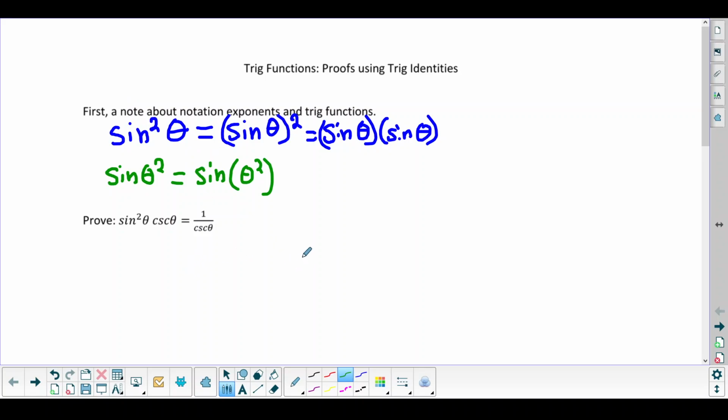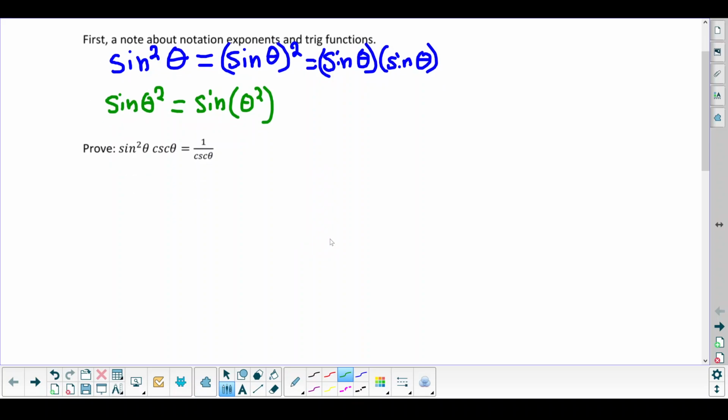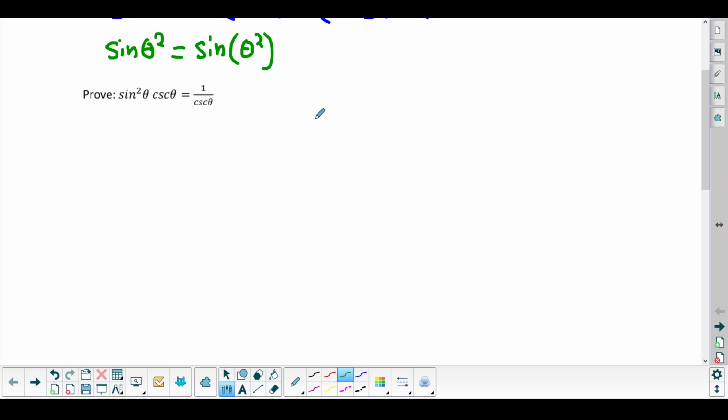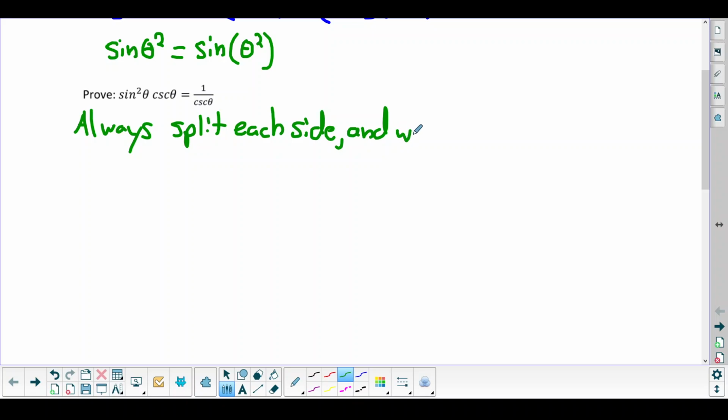Okay, so let's start looking at proofs. Whenever we're trying to prove something mathematically in this unit, we always need to be careful, and we need to work with each side independently. So we always split each side and work on it independently.